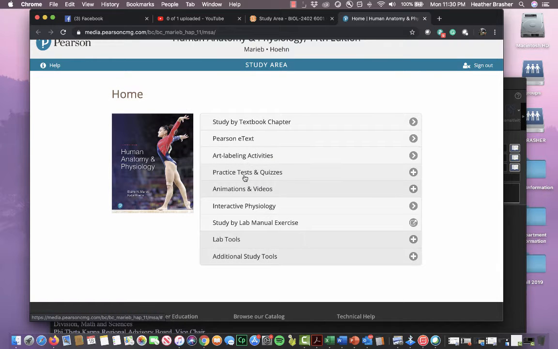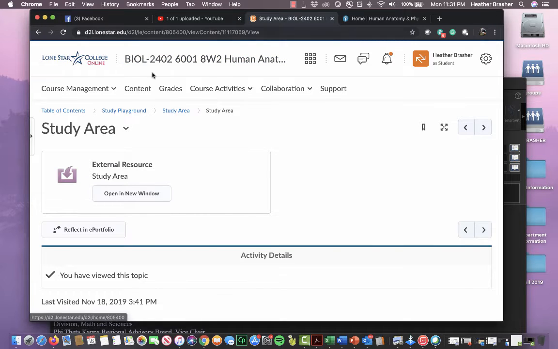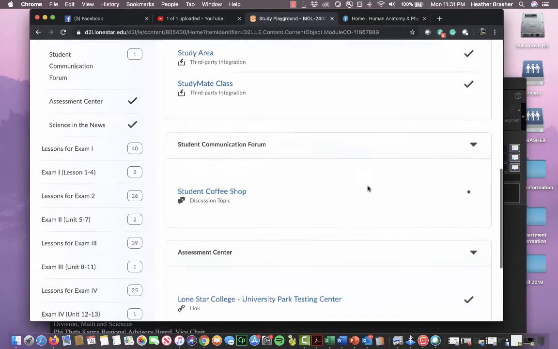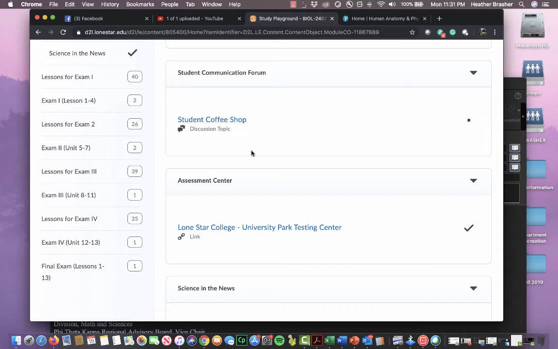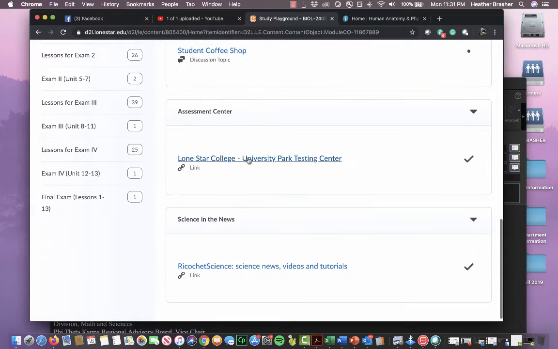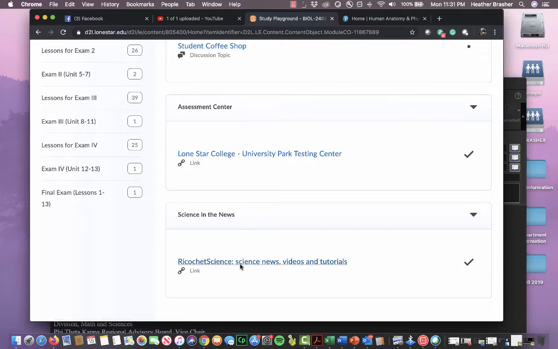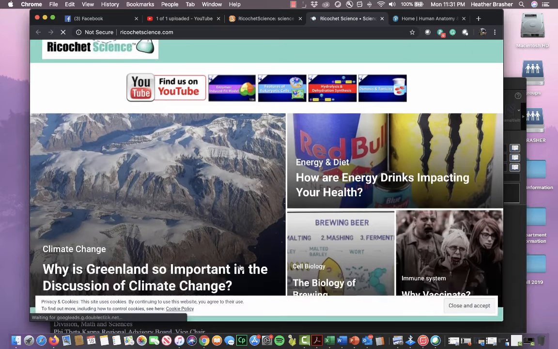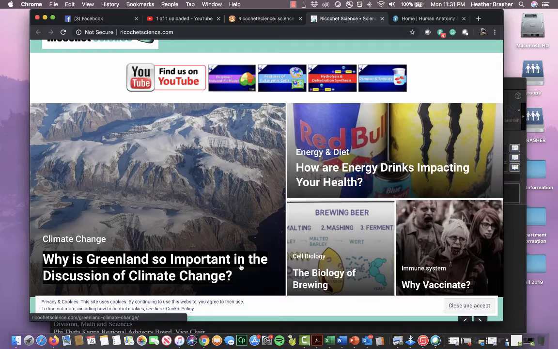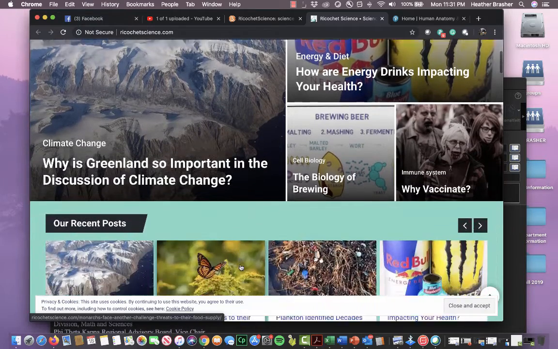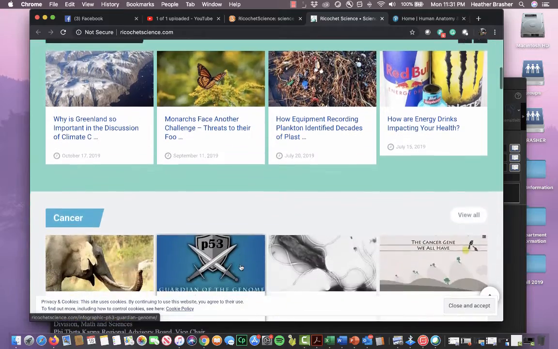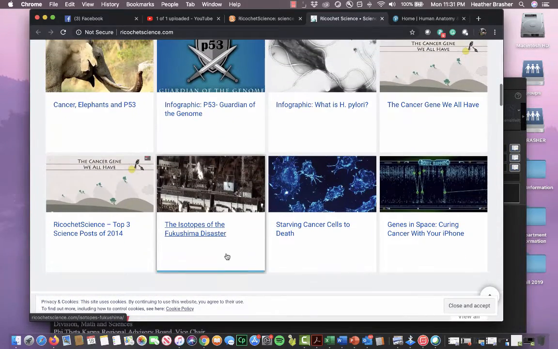Art labeling activities, practice quizzes, animation, interactive physiology, so that they can get an idea where this area is, because sometimes they don't always see that. Within that same area, they have a coffee shop. It's a discussion forum for them to talk back and forth. It gives them the testing information. And what I really like is this area that gets them to Ricochet Science, which tells them about what is new in the realm of science, or in just general media.